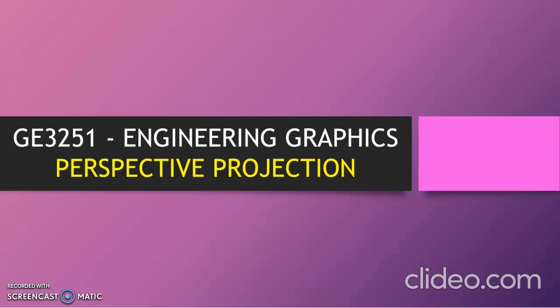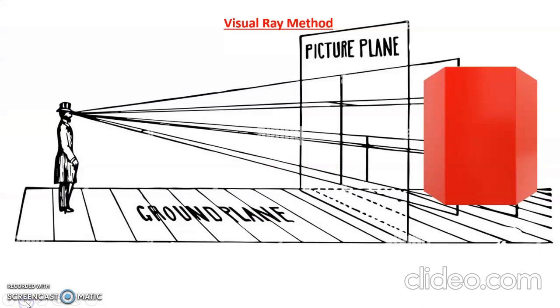Hello students, in today's class we are going to look at the perspective projection, which comes in Unit 5 of engineering graphics. In perspective projection we have two methods: one is the visual ray method and the other is the vanishing point method. The visual ray method is what we have in the syllabus, and we are going to cover the visual ray method in this video.